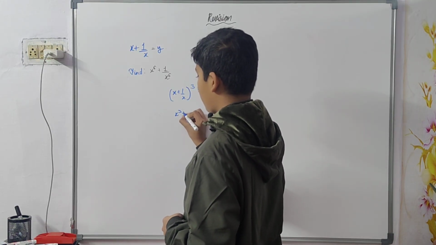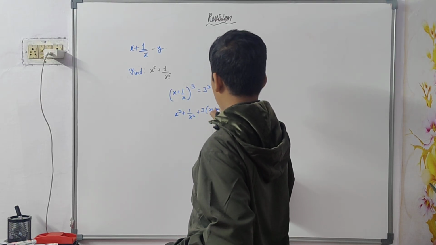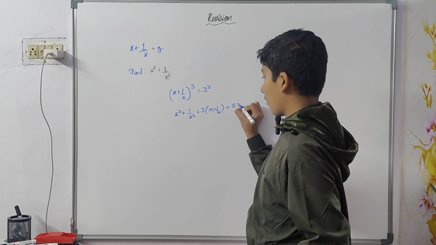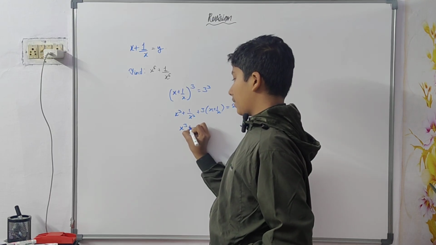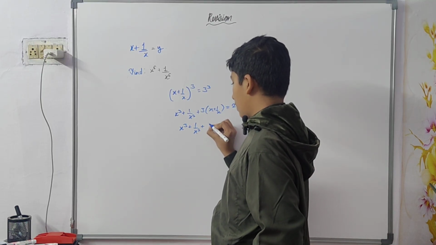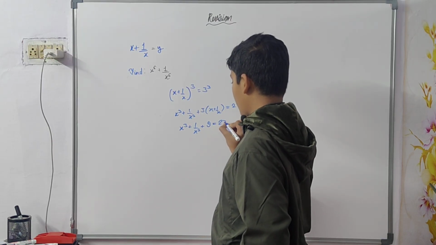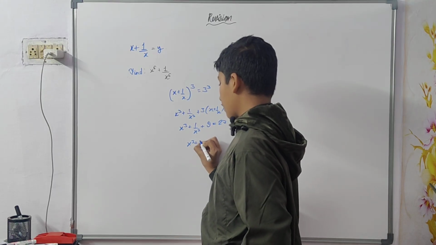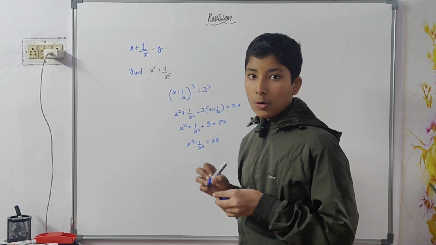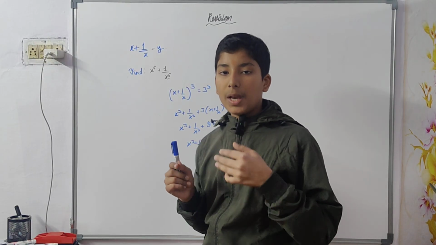x cube plus 1 upon x cube plus 3 x plus 1 by x equals 27. x cube plus 1 upon x cube plus 9 equals 27. x cube plus 1 by x cube equals 18. Okay, so we have found x cube plus 1 by x cube, which has become 18.